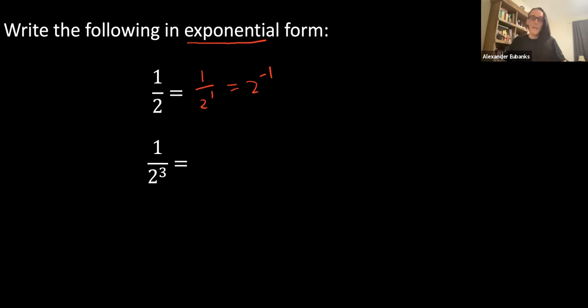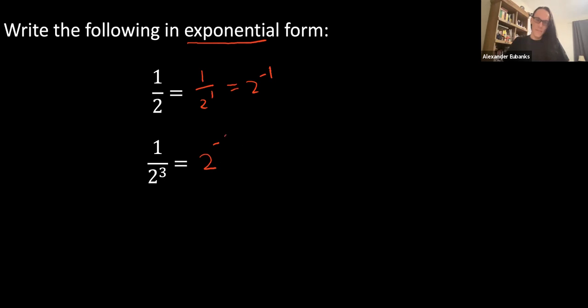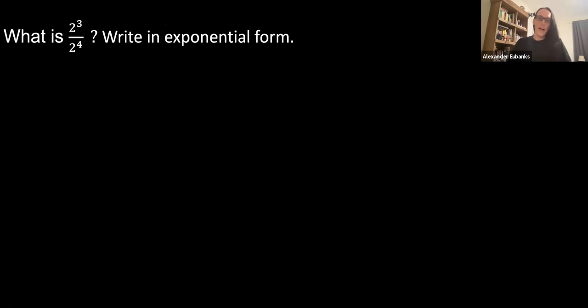So with that said, can someone else tell me what 1 over 2 cubed would be written in exponential form? 2 to the negative 3. Good. Yes. Very good. Yep. And that's just kind of the rule for how it works. So last thing, what is 2 cubed over 2 to the 4th?